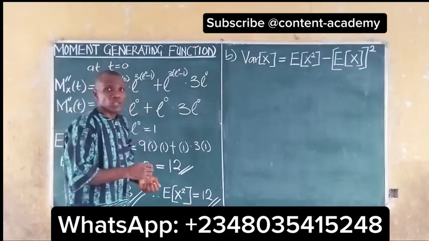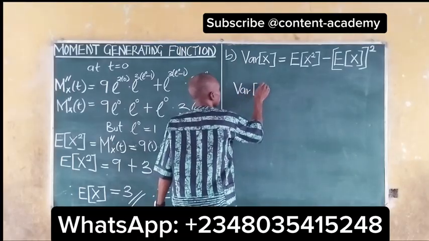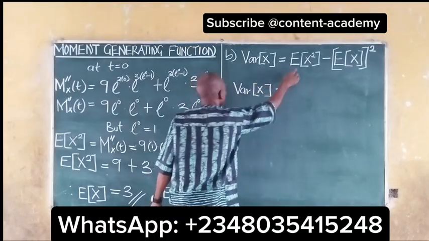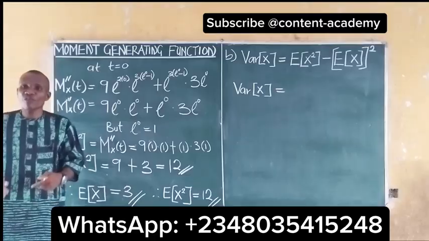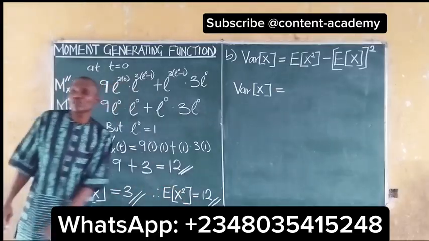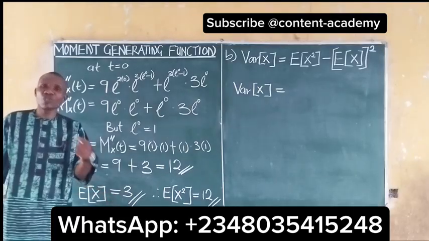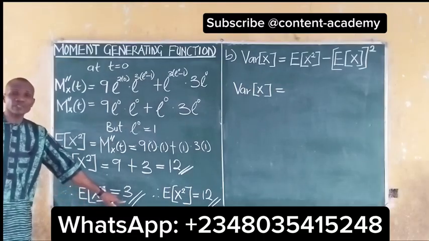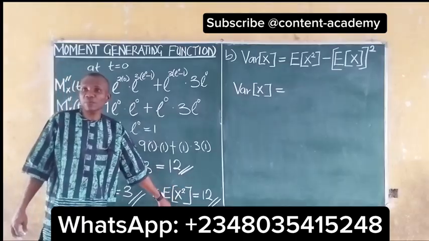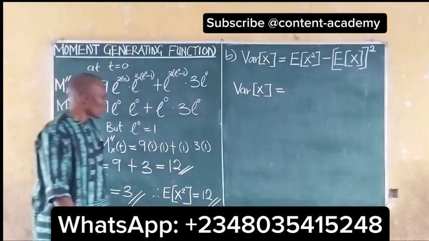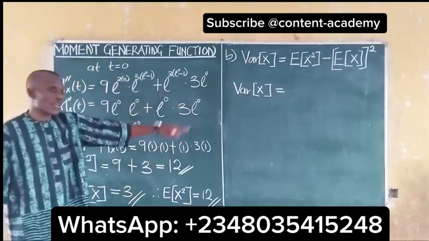Now, what do we need to do? We substitute the values for the variance of x. We substitute the values for the expected value of x squared. What did we get as the expected value of x squared? We got 12. And what did we get as the expected value of x? We got 3. So 3 is the expected value of x, and 12 is the expected value of x squared. So all we need to do is substitute whatever we have here into the variance.